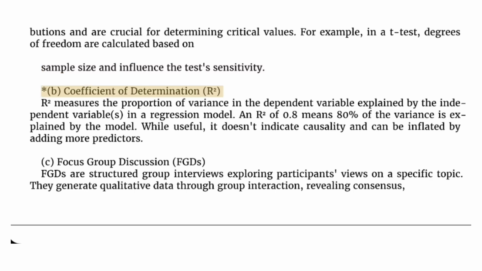B. Coefficient of determination, R squared. R squared measures the proportion of variance in the dependent variable explained by the independent variables in a regression model. An R squared of 0.8 means 80% of the variance is explained by the model. While useful, it doesn't indicate causality and can be inflated by adding more predictors.